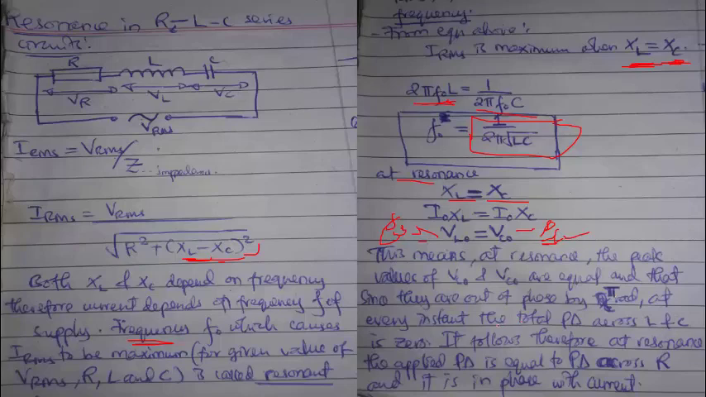At every instant, the total potential difference across inductor na capacitor is 0. Okay, at every instant at resonance it is 0, because they are equal and opposite, so they cancel each other. So it follows therefore at resonance the applied potential difference is equal to the potential difference across the resistor only. Even the impedance will be equal to the resistance only. So the voltage is in phase with the current.